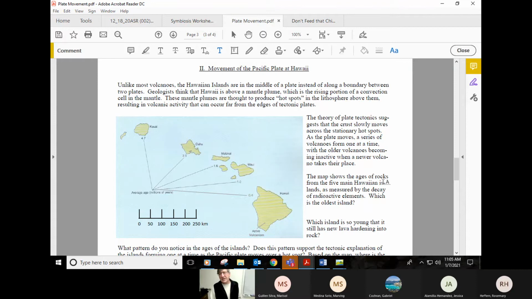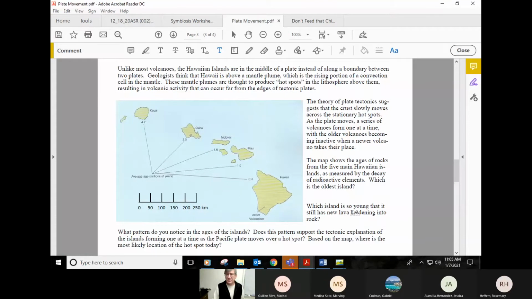The map shows the ages of rocks from the 5 main Hawaiian islands as measured by the decay of radioactive elements. Which is the oldest island? And which island is so young that it still has new lava hardening into rock? So over here is where the map is marking their ages in millions of years. And from that, you should be able to answer these two questions: which is the oldest island and which is the youngest island?